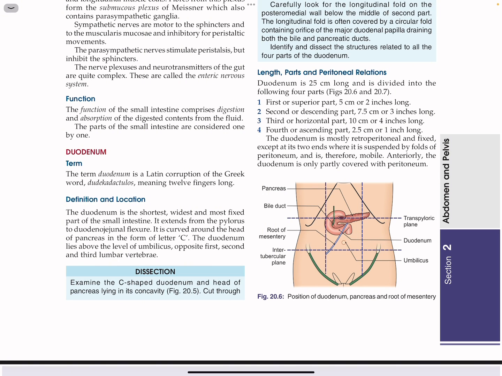The duodenum is mostly retroperitoneal and fixed, except at its two ends, where it is suspended by folds of peritoneum and is therefore mobile. Anteriorly, the duodenum is only partly covered with peritoneum.